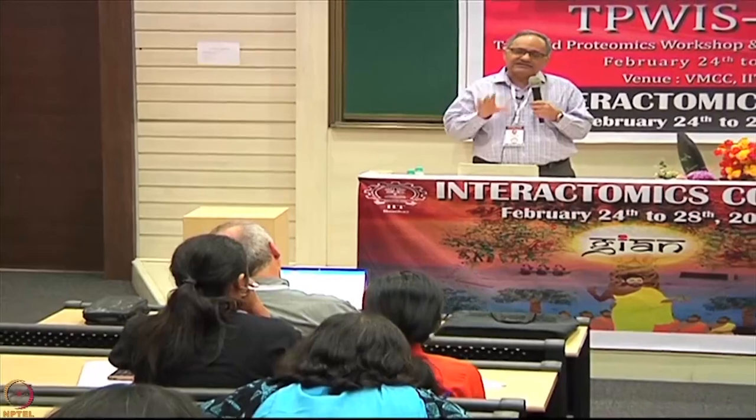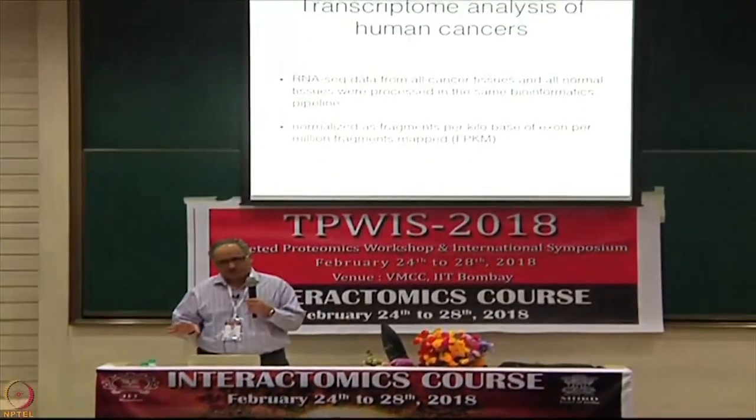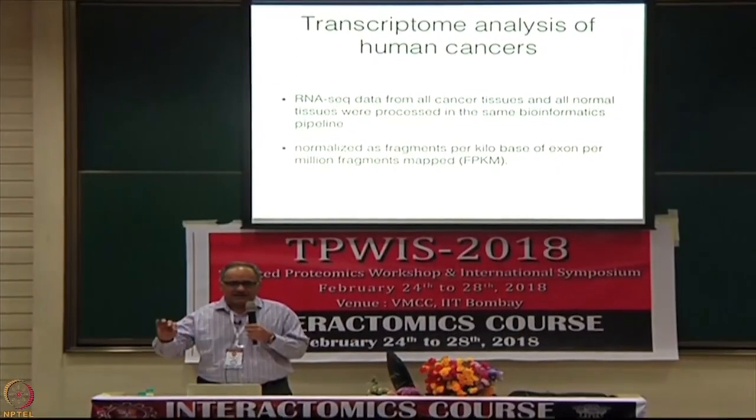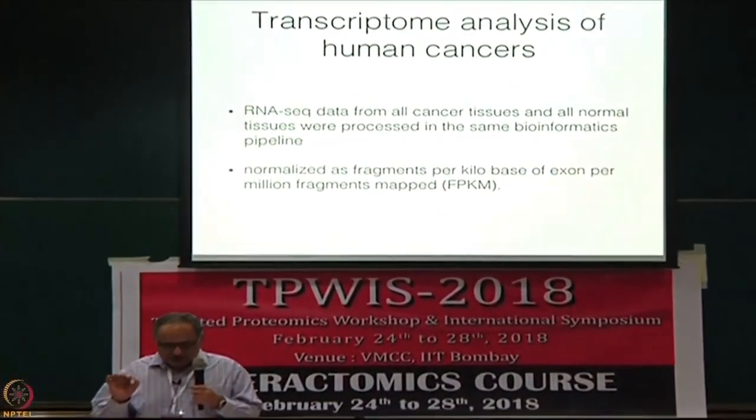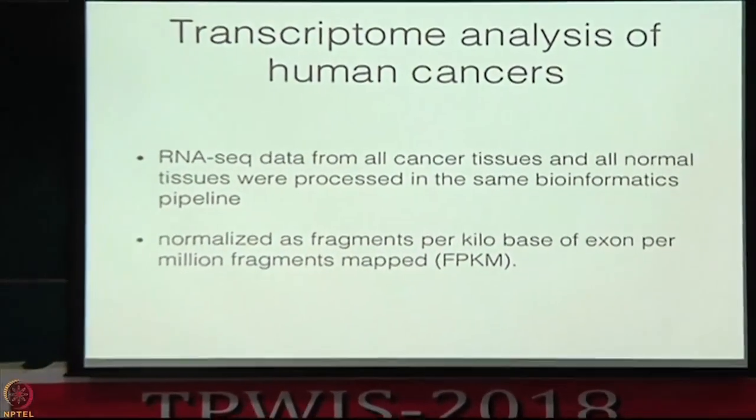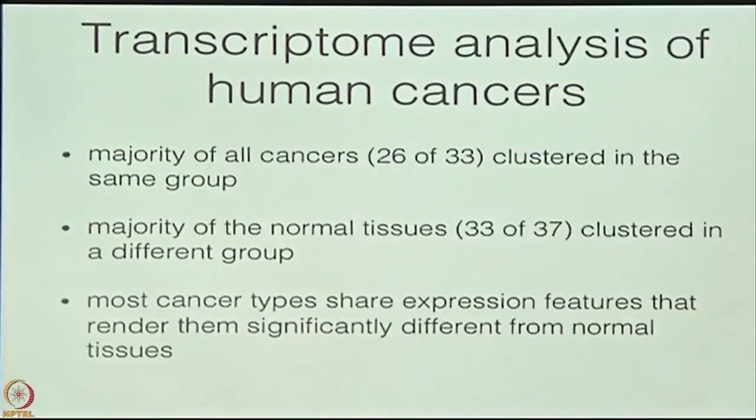And all the RNA-seq data, both from the cancer as well as the normal tissues, were processed in the same pipeline and normalized according to the FPKM. So that was how it was expressed. When we looked at the data initially, the majority of the cancers, 26 out of 33 cancers, clustered in the same group. The majority of normal tissues, 33 out of 37, clustered in a different group. And the first basic conclusion was that most cancer types share expression features that make them quite different from normal tissues, and that was what we expected.